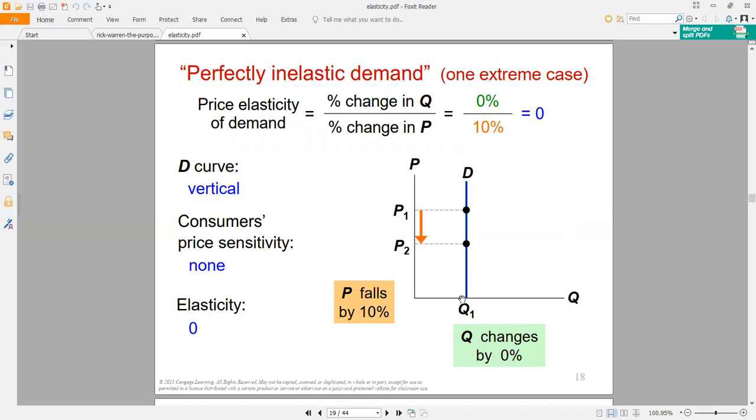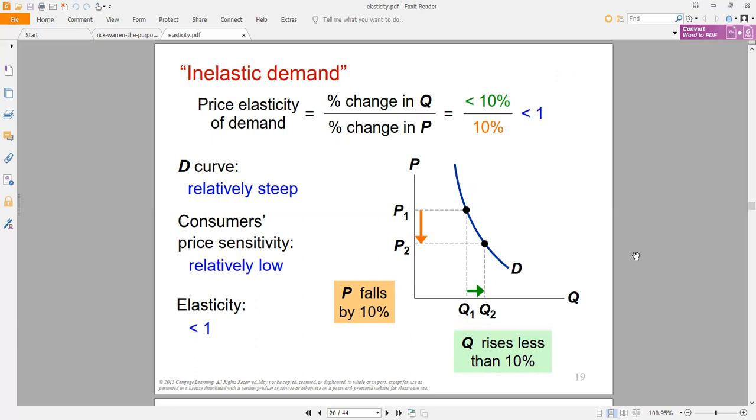So graphically, it is vertical. And numerically, the price elasticity of demand for a perfectly inelastic demand curve is 0, because there is no change in the quantity demanded. So the demand curve is vertical. For consumers' price sensitivity, there is none at all, because they do not respond to changes in price, and the elasticity coefficient is 0. So this is one form. That's perfectly inelastic demand.